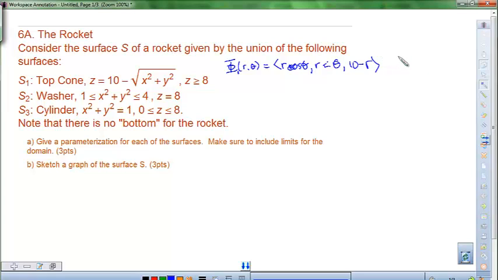Now the r limits are going to go from 0, that's at the tip of the cone, and then it's going to have to stop off at 8 when z is equal to 8. So imagine this was 8. So we have the square root of x squared plus y squared equal to 2, and x squared plus y squared is equal to 4. So the radius is going to be 2. And then our theta goes all the way around from 0 to 2 pi.